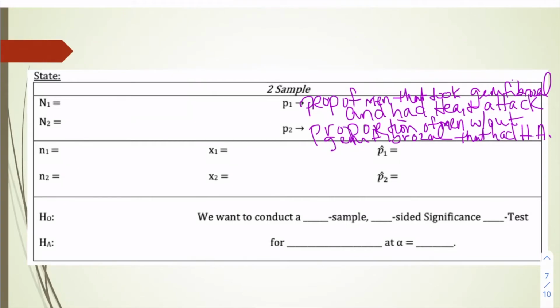Okay, so that means capital N sub 1 is not a known value. Capital N sub 1 is going to be all the middle-aged men, so the number of middle-aged men that took gemfibrozil. And N sub 2 is going to be the number of middle-aged men that did not.